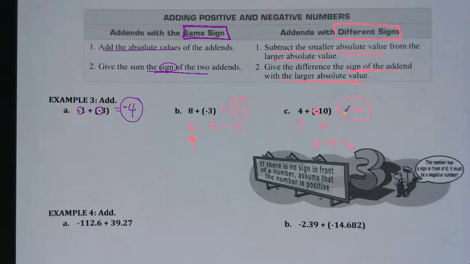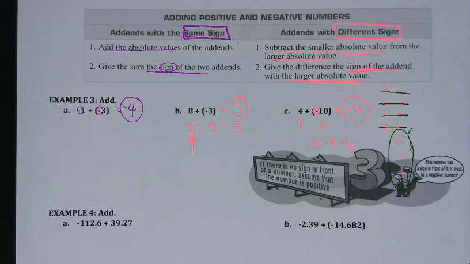Again, if you like the positives and negatives, here we have 4 positives. It's just doing the same thing. And we have 10 negatives: 1, 2, 3, 4, 5, 6, 7, 8, 9, 10. The positives and the negatives cancel each other out, and that leaves us with 1, 2, 3, 4, 5, 6, and they are negatives. So negative 6.